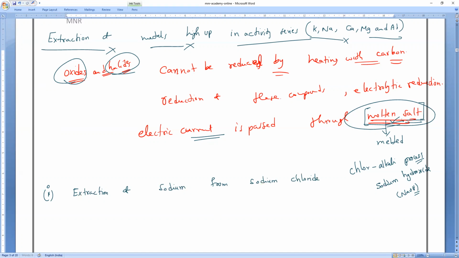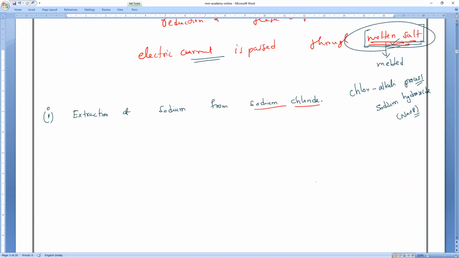Am I right, guys? You should speak. Halides, am I right or wrong? Halide group means what? It is chlorine, the 17th group elements. Halogens are present. So we have to take extraction of sodium from sodium chloride. We have to do the electrolysis of molten sodium chloride.